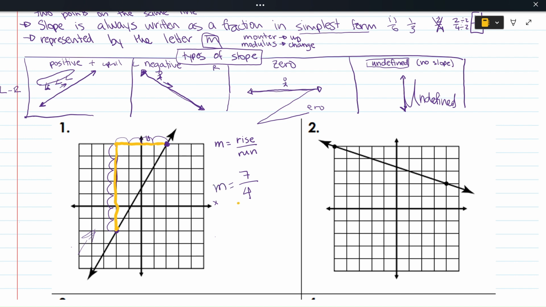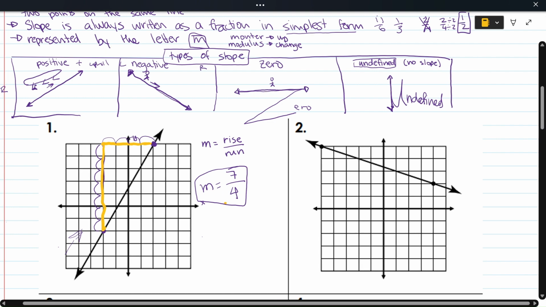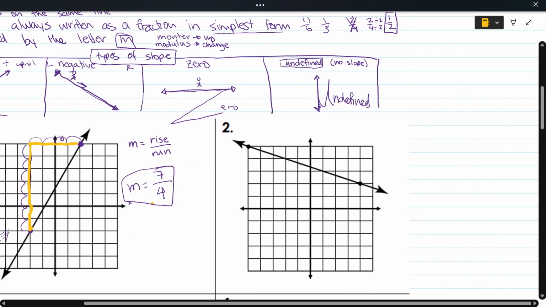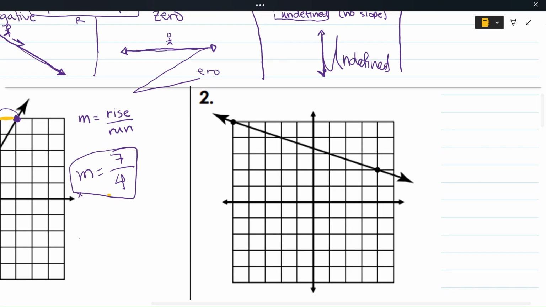So my M is the same as 7 over 4. Positive 7 over 4. So I traveled up 7 spaces and I traveled to the right 4 spaces. Easy. Let's do another one.